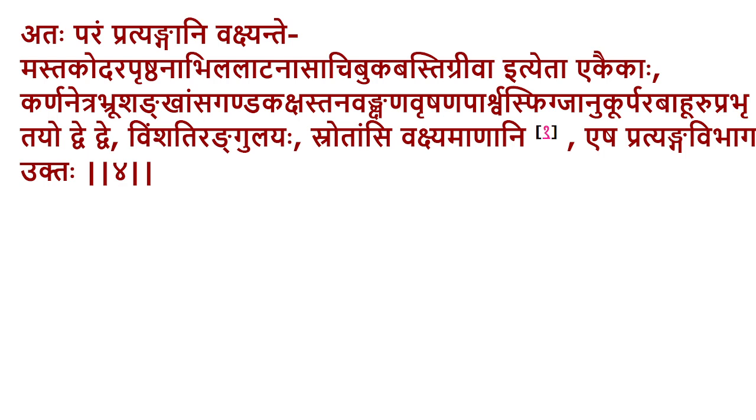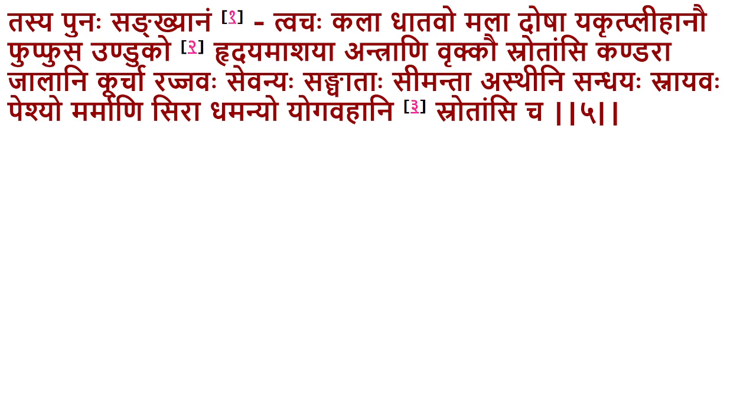Yasya Pratyanga Vibhaga Uktah. Tasya Punah Sankhyanam, the further detail in terms of the functions of the body, the physiological aspects of these structures. They are again named as individual organs, which are Tvak, the surface of the body, which we call the skin, and Kala, the deep fascia, the fascias which separate the structures. Tvak and Kala we have discussed in the previous chapter in detail.